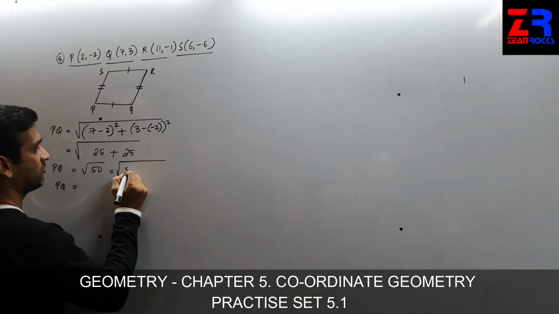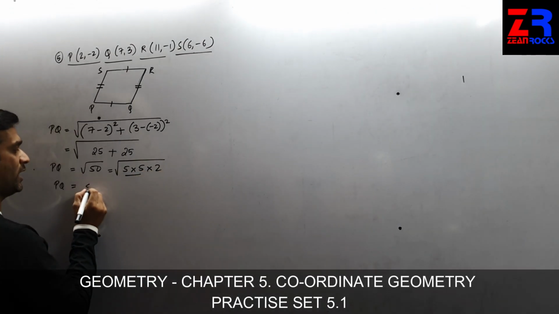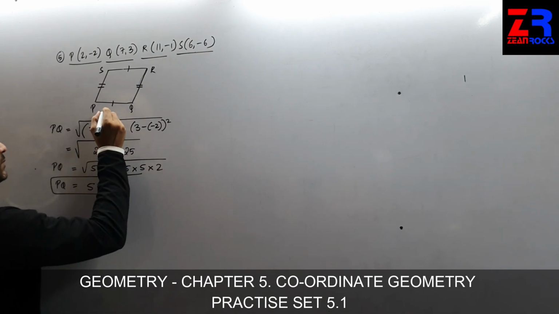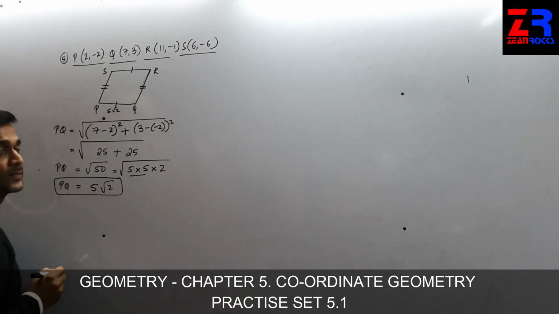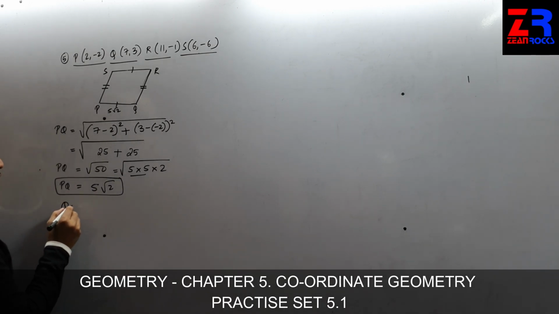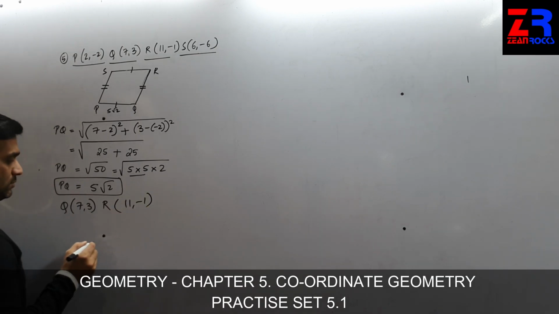Have a look once: 5 into 5 into 2. So this appears twice, so write it once and write root 2 like this. So you got PQ, 5 root 2. Okay. Then you will find what? QR. Q is 7, 3. R is 11, minus 1.